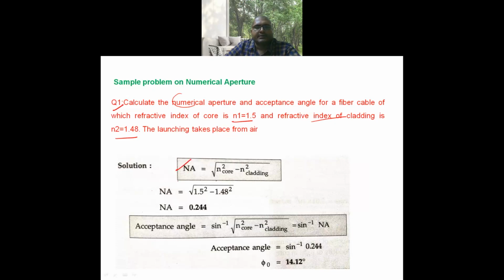The formula is given. NA is equal to root of n1 squared minus n2 squared, the refractive index of core and the refractive index of cladding. Substitute in the given formula to determine the value of numerical aperture, and from that you can determine the angle of acceptance. Theta naught is equal to 14.12 degrees.